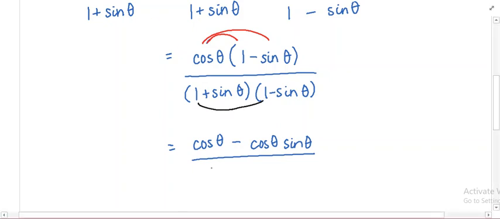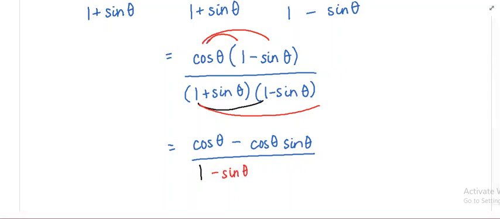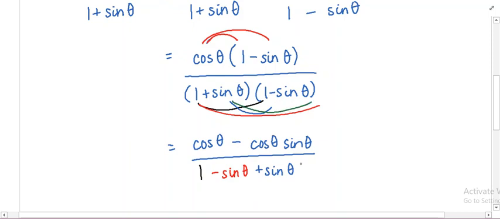This is going to be first terms, 1 times 1 is 1, and then you multiply the outer terms. 1 times negative sine theta is minus sine theta. Then the inner terms, sine of theta times 1 is going to be plus sine theta. And then the last term, sine theta times negative sine theta, that's going to be minus sine squared theta, okay?